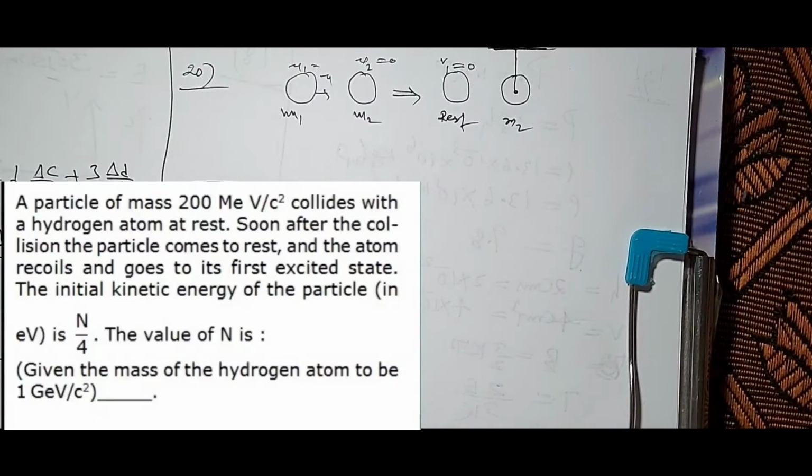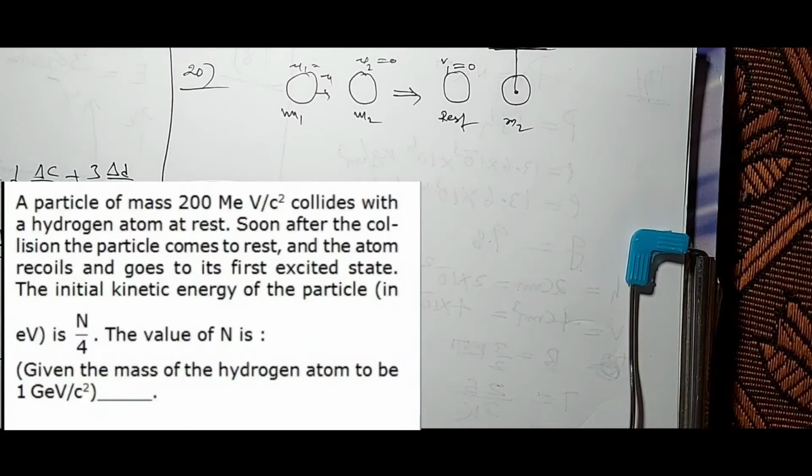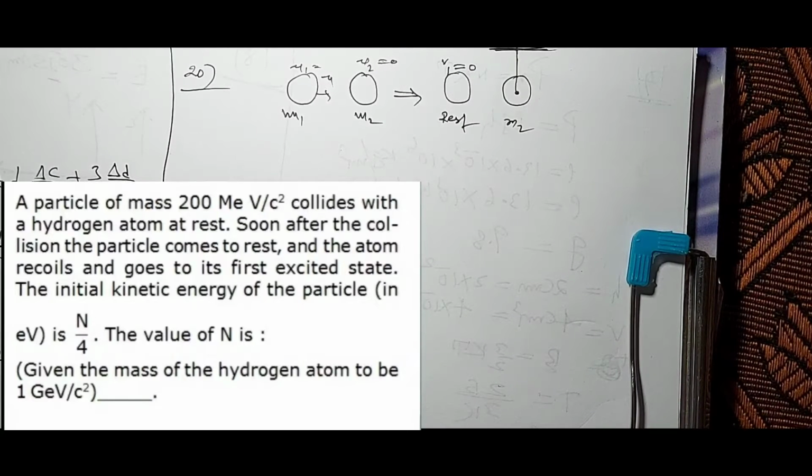So now let us discuss another question here. What is that question here? A particle of mass 200 MeV per c square collides with the hydrogen atom at rest. Soon after the collision, the particle comes to rest, and the atom recoils and gets to its first excited state. The initial kinetic energy of the particle is n by 4, then find the value of n. Here given that the mass of the hydrogen atom is 1 giga electron volt per c square.